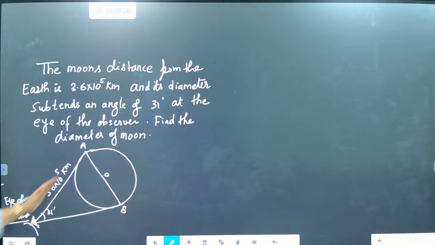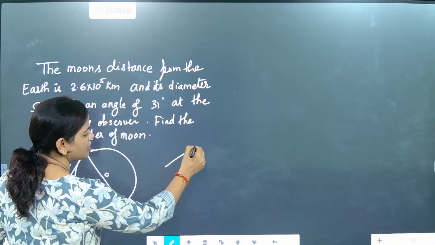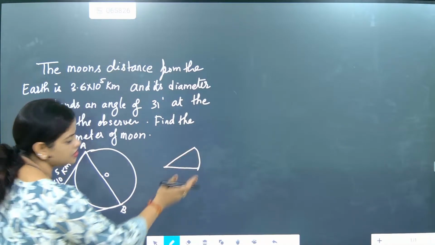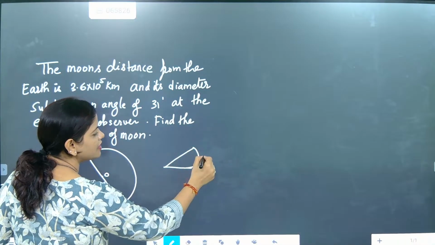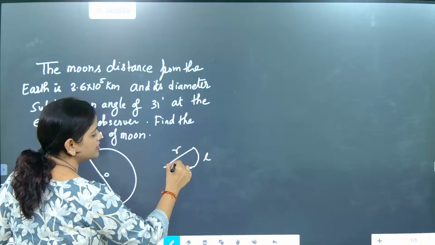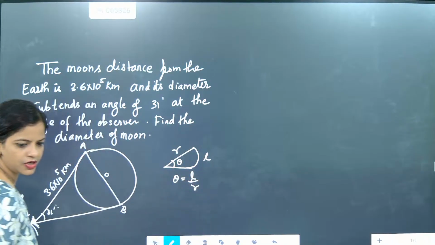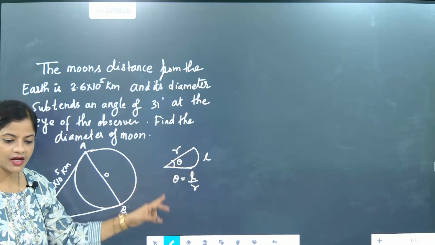But beta, whenever we see the moon, there is one thing you must remember: it will not be a straight line. Because the formula we have studied is theta equal to L by R. For that, this is exactly the arc. An arc is taken as L, this is the radius and this is theta, and then theta is equal to L by R. Understood, beta? So arc by radius will come.